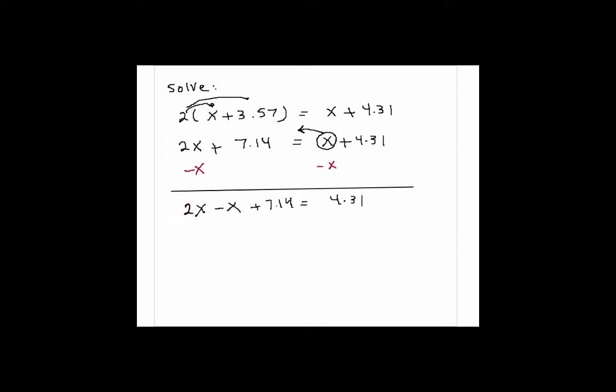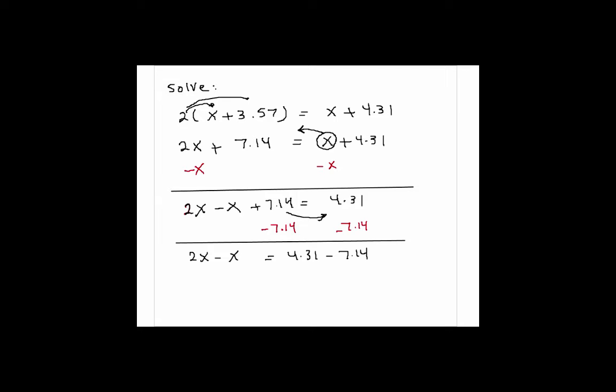And we can do the same thing here. We're going to move 7.14 to the right, or looking at it as subtracting 7.14 from both sides of the equation. So that will give you 2x minus x to the left and 4.31 minus 7.14 to the right.